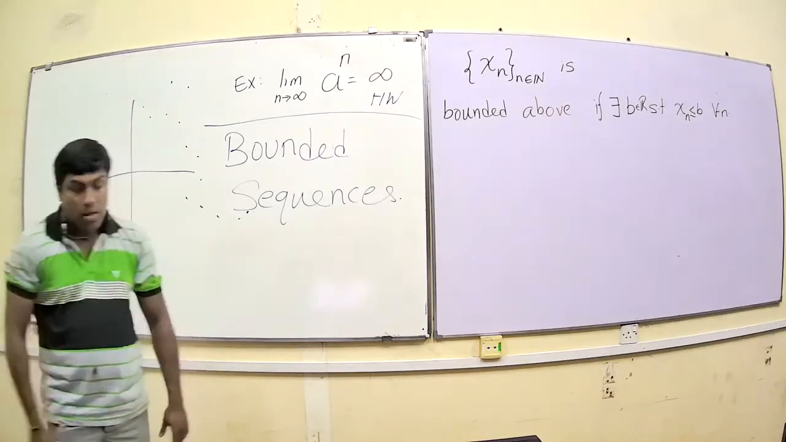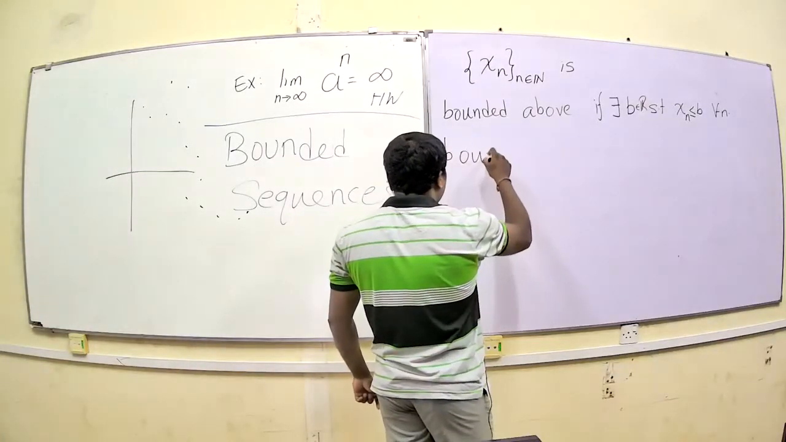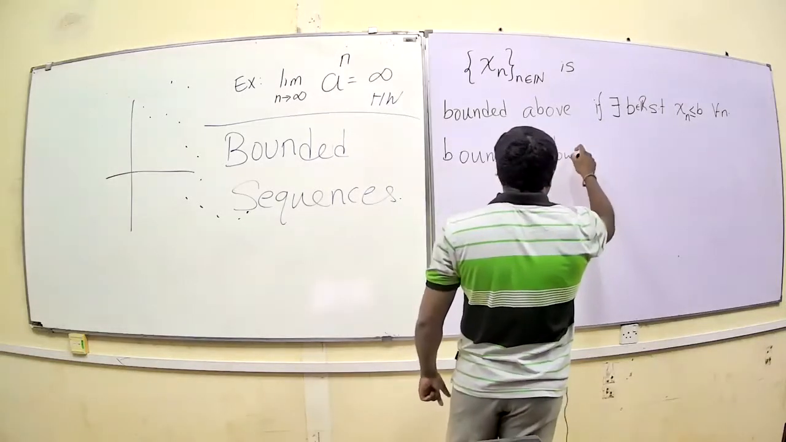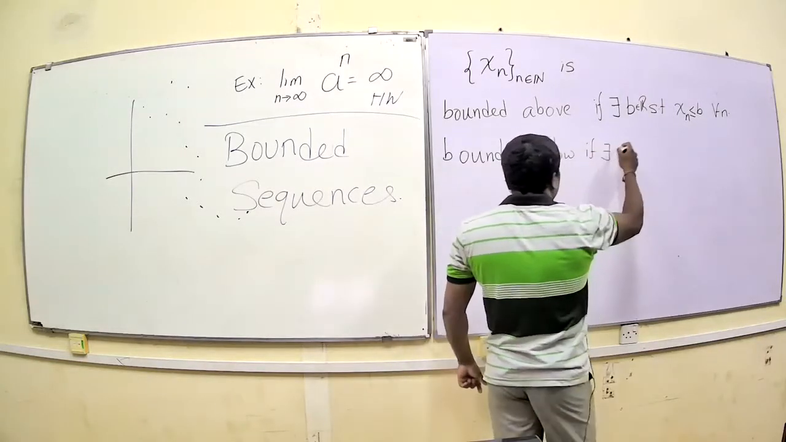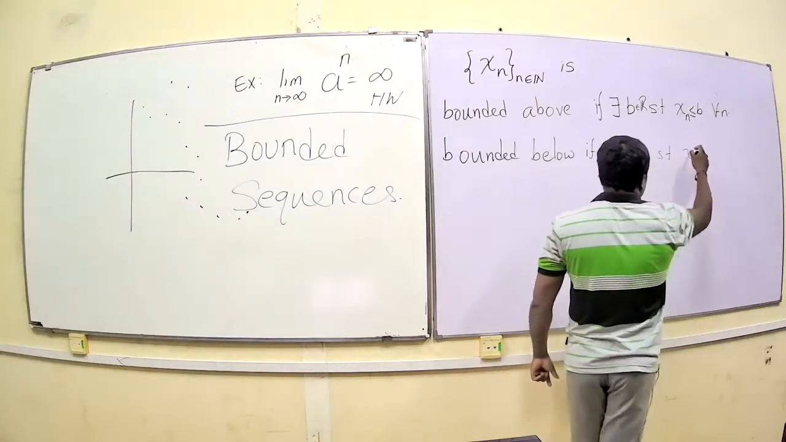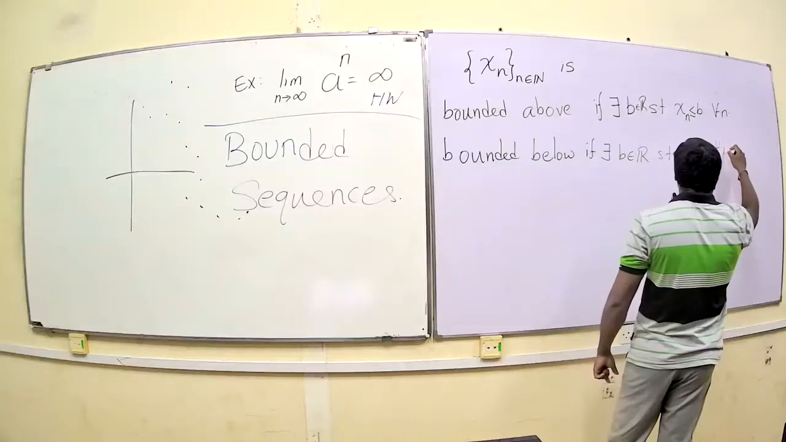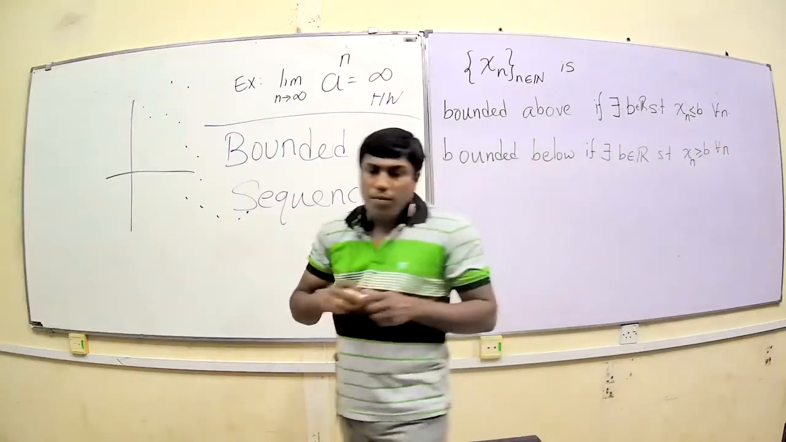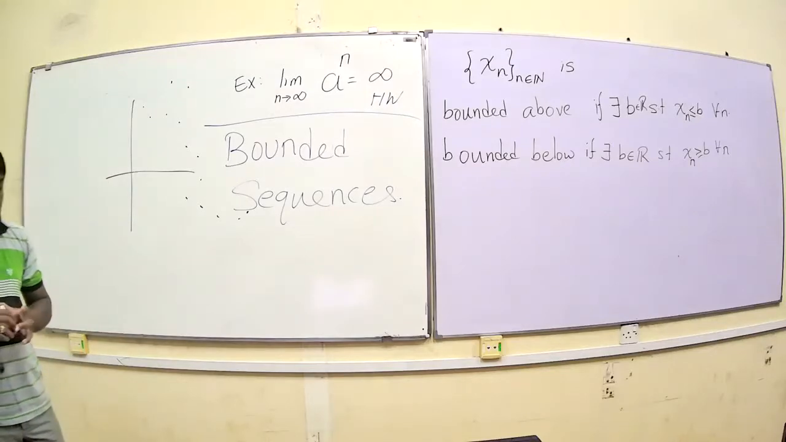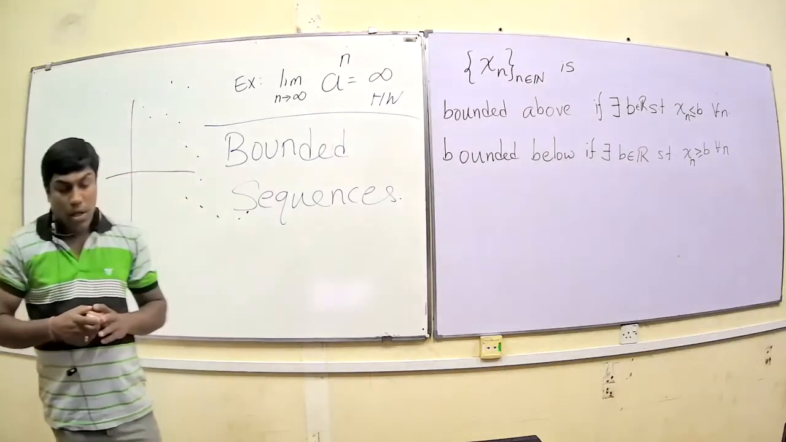So if the value of the sequence stays below a certain number, then we call it a bounded above sequence. Similarly, bounded below: if there exists b belonging to the real numbers such that xn is greater than or equal to b for all n. So if the values of the sequence stay above a certain value, then we call that sequence a bounded below sequence.